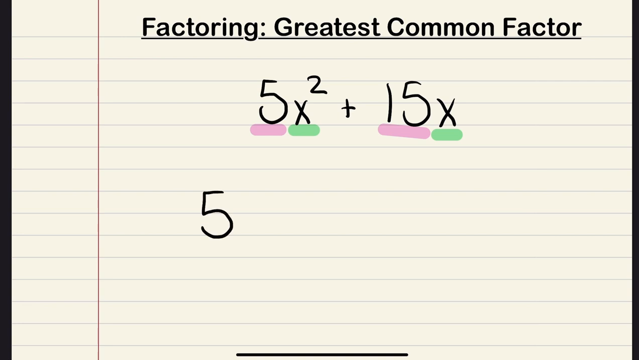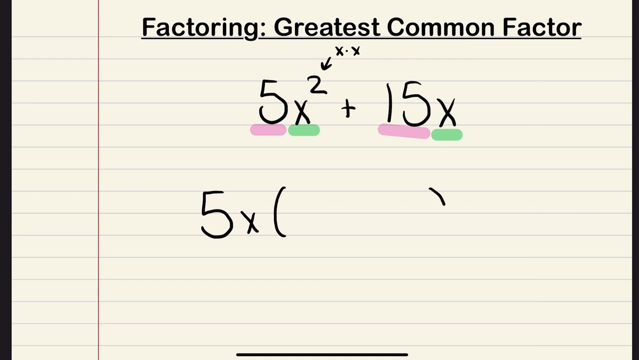Now, when I look at x squared and x, I'm thinking of the most amount of a variable I can take out. So x squared means x times x. And x is, of course, just x. So I'm thinking, what is the largest amount I can take out of each of those expressions while still being fair? And the answer is x.